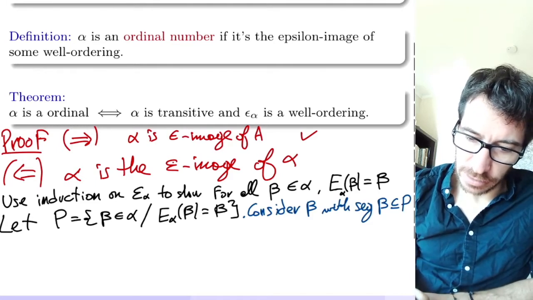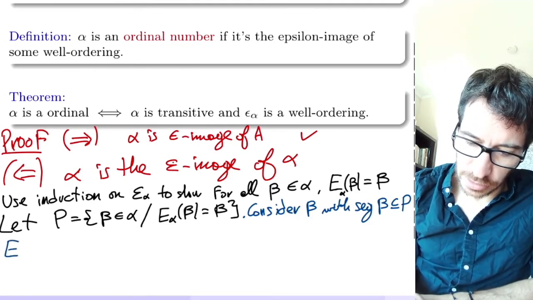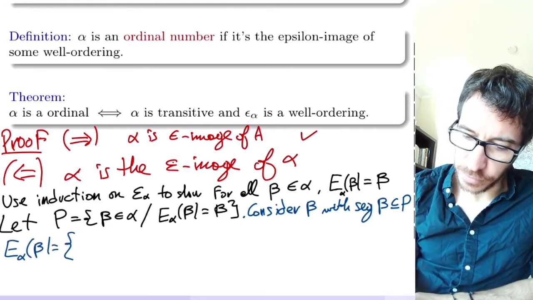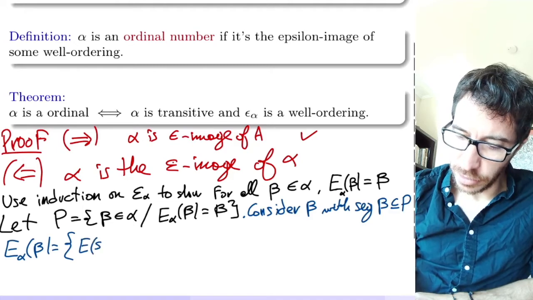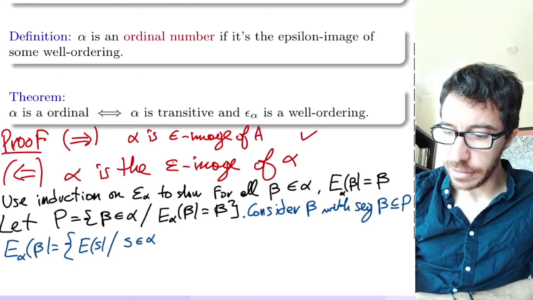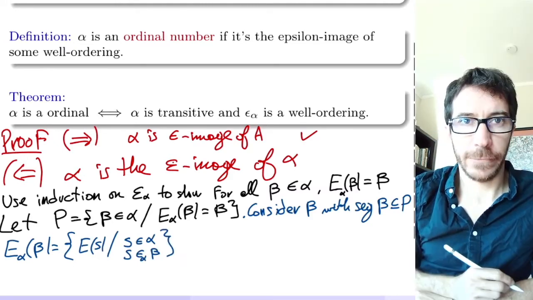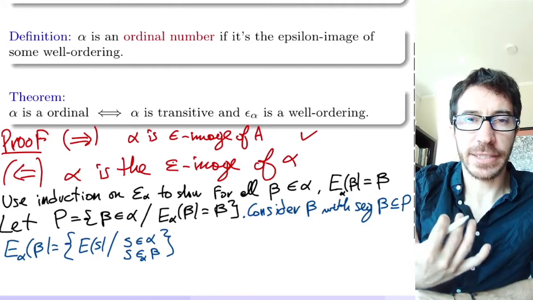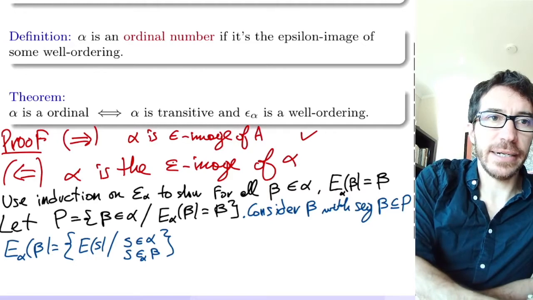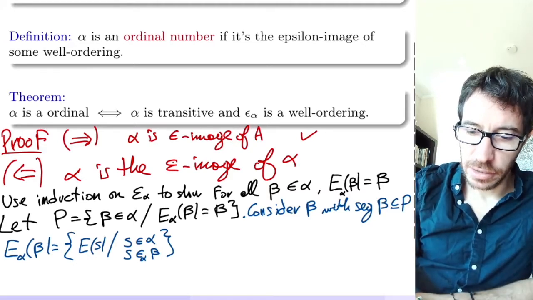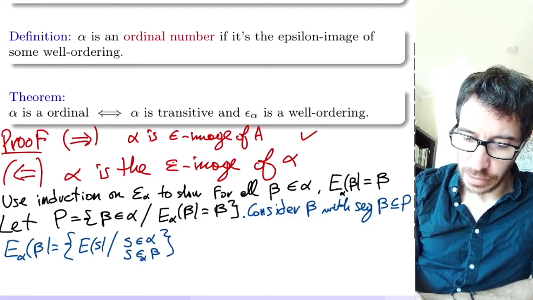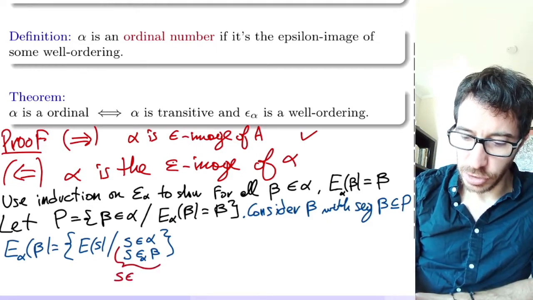So what happens? What is this? Well, let's see what E alpha of beta is. By definition, this is the set of all E sub S for S that belongs to alpha and S epsilon alpha beta, right? So essentially all the S's that are below beta according to alpha. And here's where the transitivity comes in. Transitivity comes in because these two properties up here are equivalent to saying that S belongs to beta.